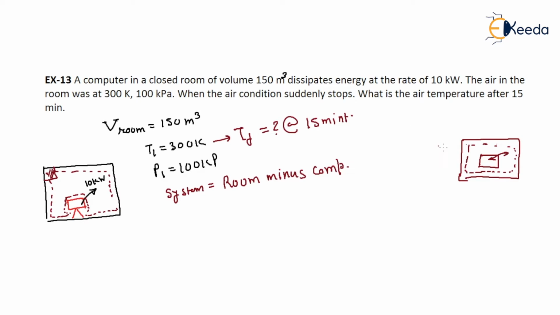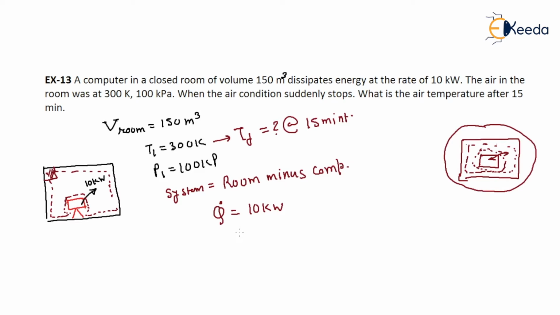If you take this as our system, there is a heat dissipation. If you take the room as a system, there is no information about heat dissipation, so the easiest form is to take the system as a whole. But in this case there is a dissipation of energy, so we want the system boundary to be room minus computer. So how much heat will be transferred?